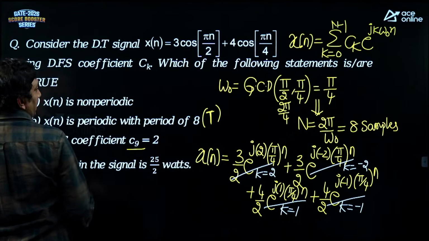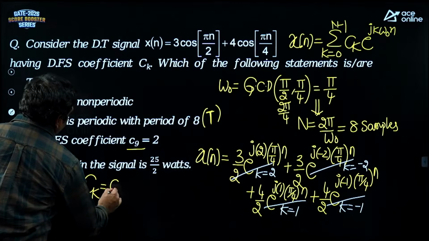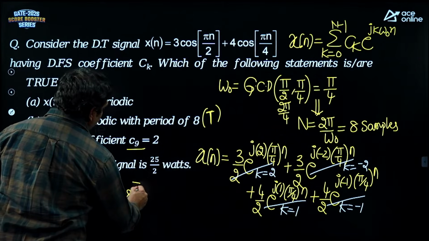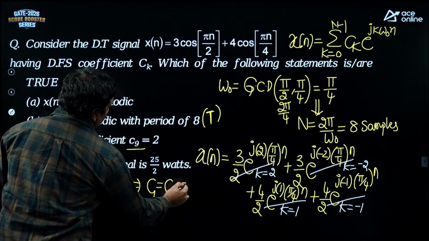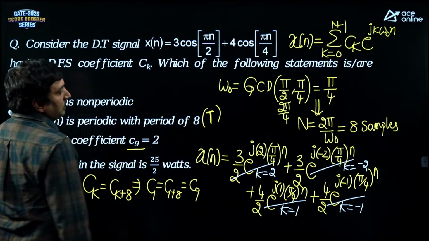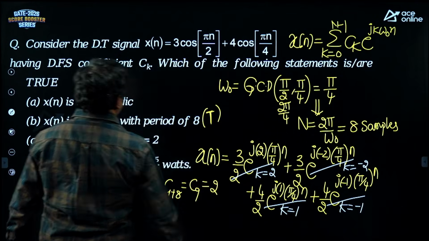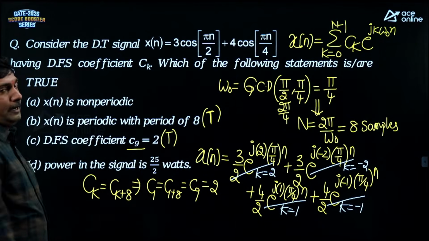But what is the trick of the examiner? He is saying C9. Verify periodicity again: Ck is Ck plus 8. We have a periodicity of 8 samples. I can write C1 as C1 plus 8, which is C9. What is C1? Neatly visible. The answer is 2. Is the statement correct or not?